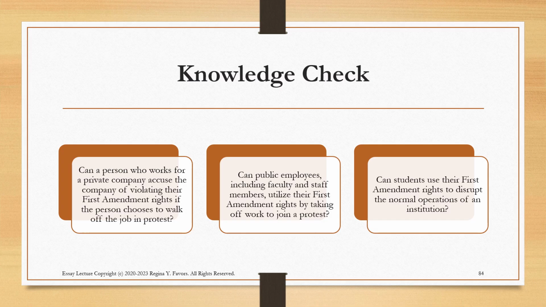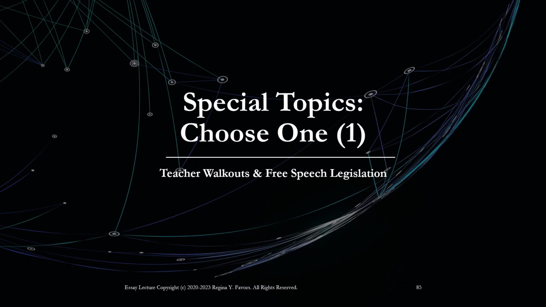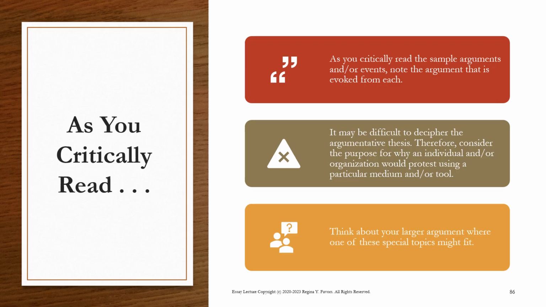Can a person who works for a private company accuse the company of violating their First Amendment rights if the person chooses to walk off the job in protest? Can public employees, including faculty and staff members, utilize their First Amendment rights by taking off work to join a protest? And then can students use their First Amendment rights to disrupt the normal operations of an institution? So special topics, choose one: teacher walkouts and free speech legislation.